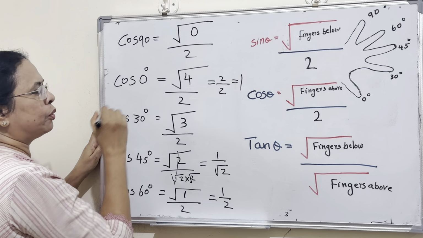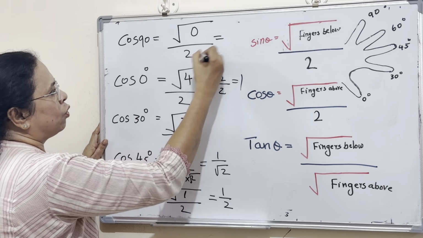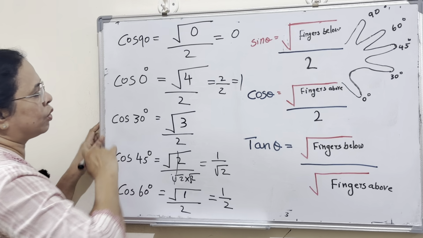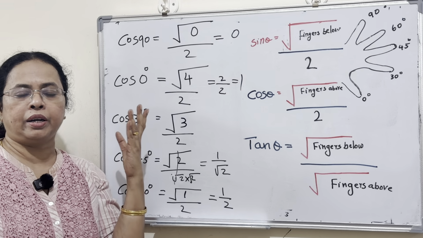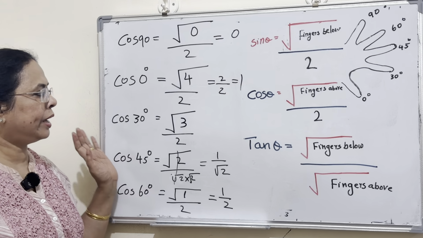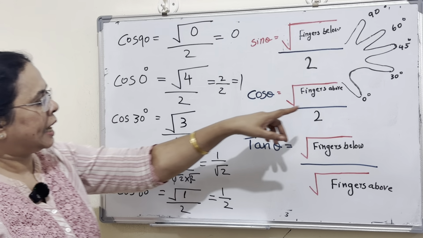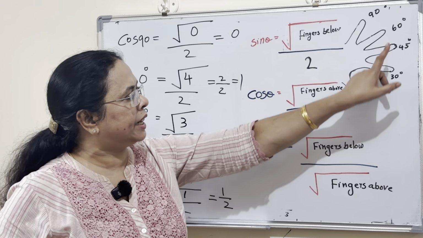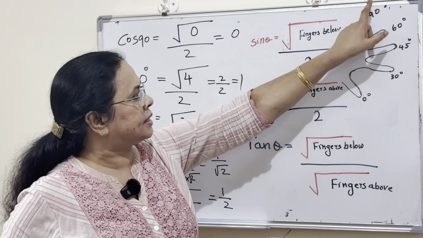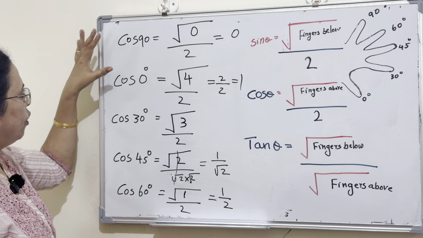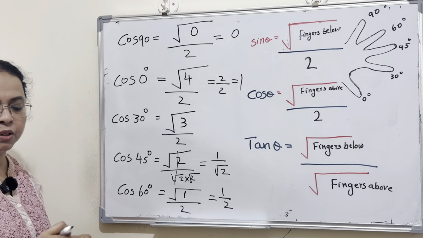Again below you can put 2 itself. So the answer is 0 by 2, that is 0. So the cos 90 value we got is 0. Now we have all the values corresponding to 0 degree, 30 degree, 45 degree, 60 degree and 90 degree for both sine as well as cosine.